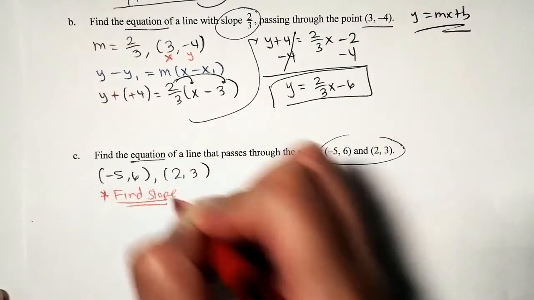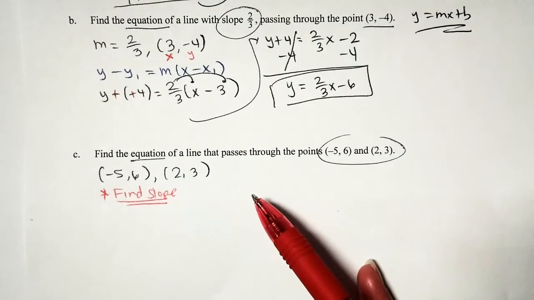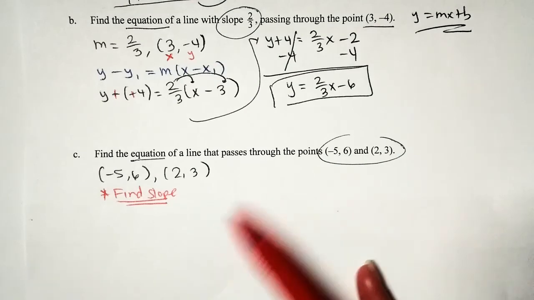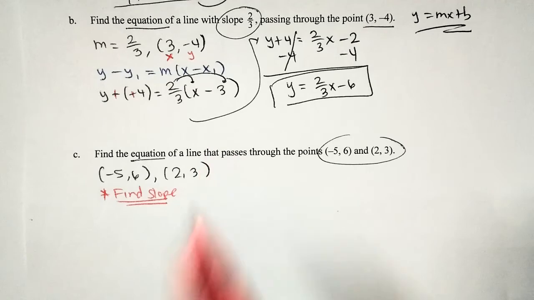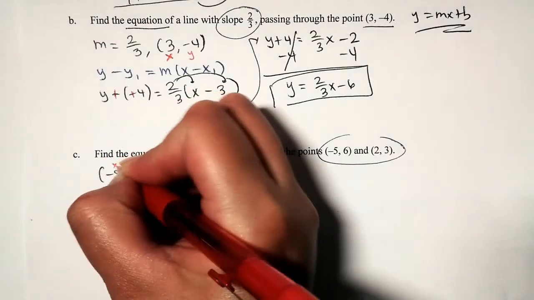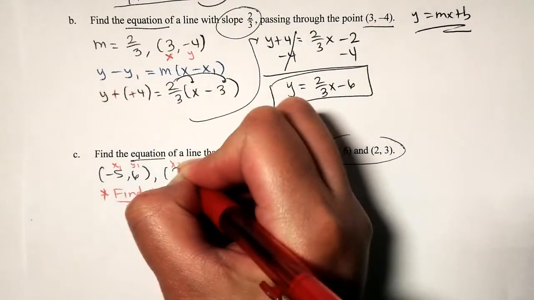So we're going to find the slope of a line. To find the slope of a line, graph or not, we need to locate 2 points that are on the line. What do we have? 2 points that are on the line. So let me go ahead and label this my first point and second point.